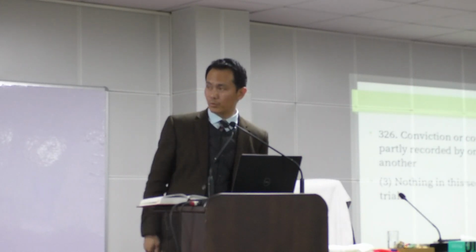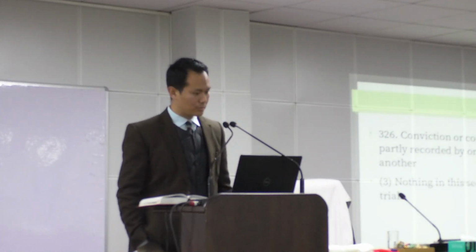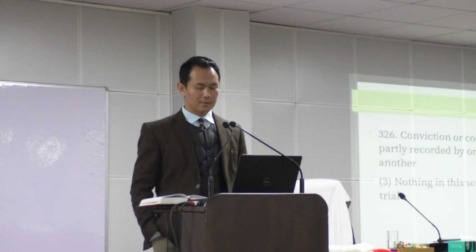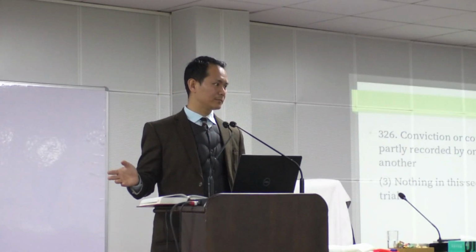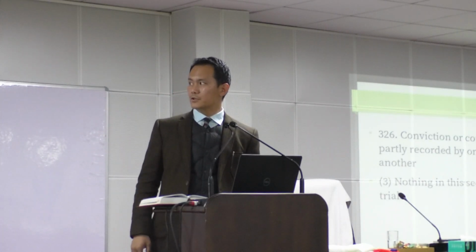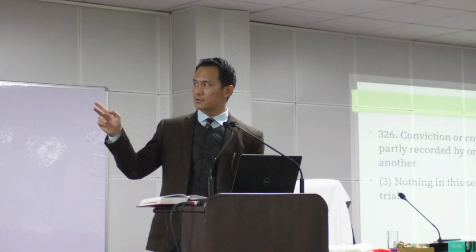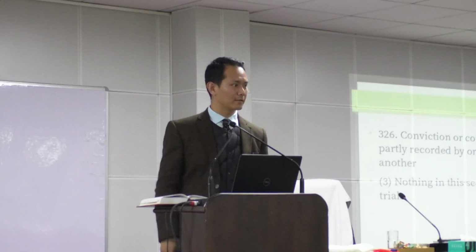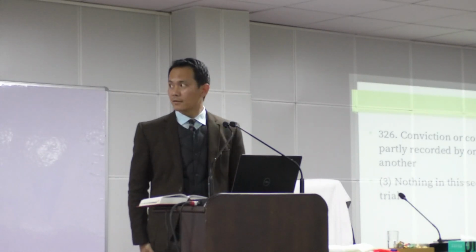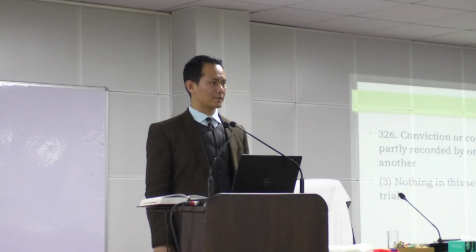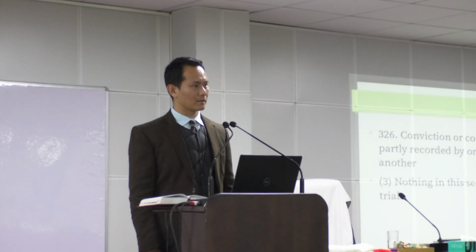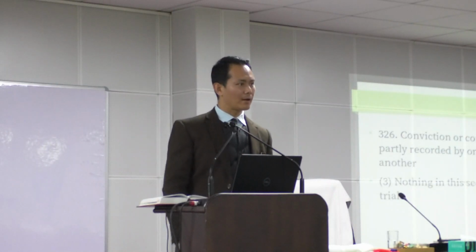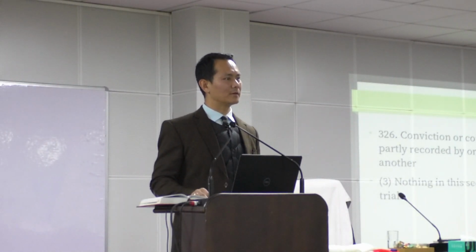Now this is the provision under the Code of Criminal Procedure, 326, which says that conviction can be maintained on evidence partly recorded by one magistrate and partly by another. But it has an exception in clause 3. Subsection 3 says that it will not apply to summary trials. You got my point? I think you have some question. Ms. Amin? No, I don't.